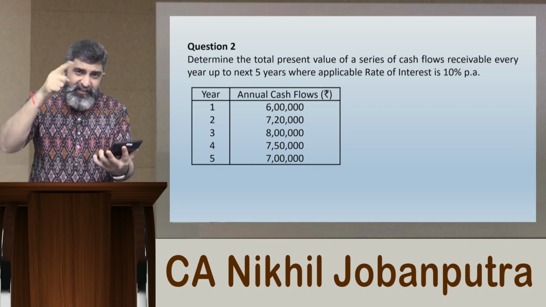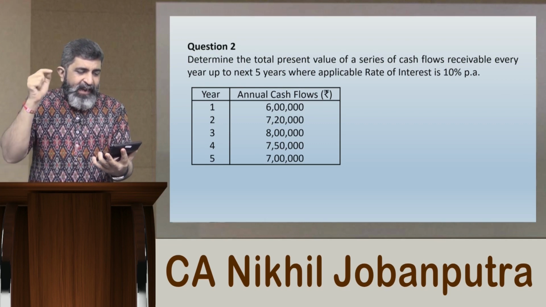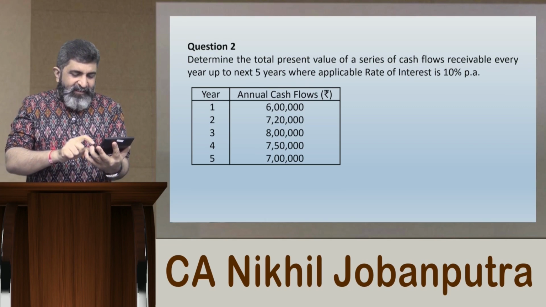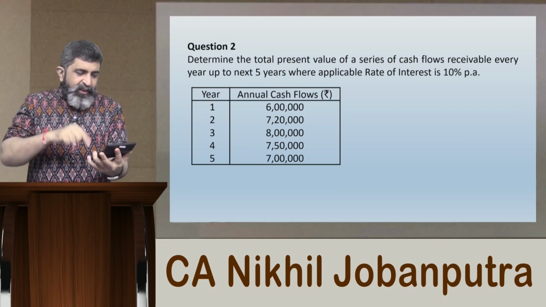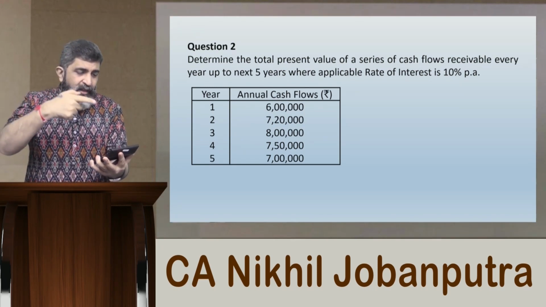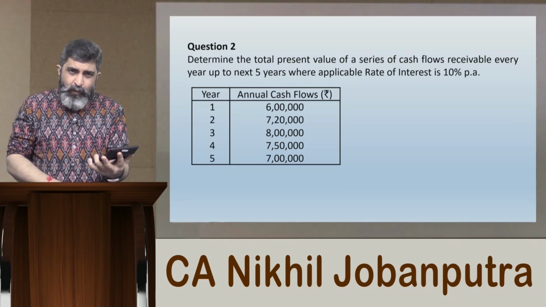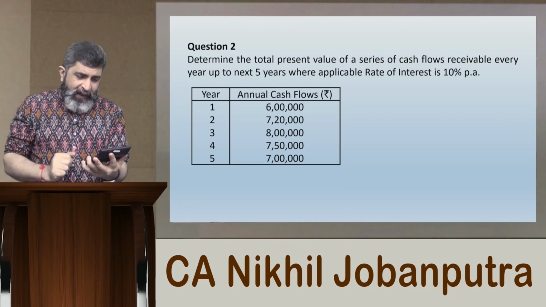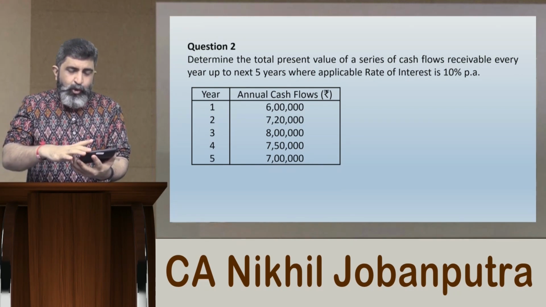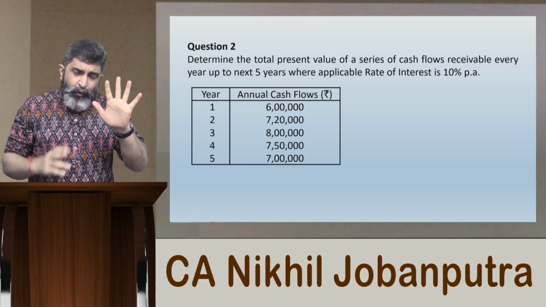If I press equal to 1 more time, I get 0.826446. This is the second year's factor. If I press equal to 1 more time, I get 0.751315. I press equal to 1 more time, I get 0.683013. This is the factor for 4th year, and another time I press equal to, I get the factor for 5 years. That is 0.620921.